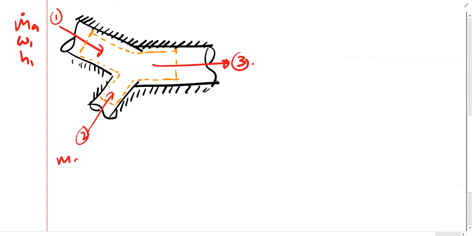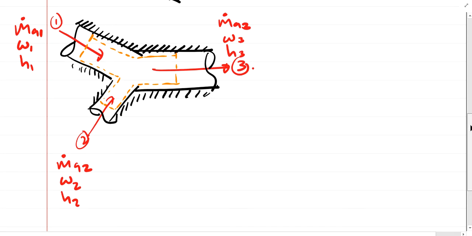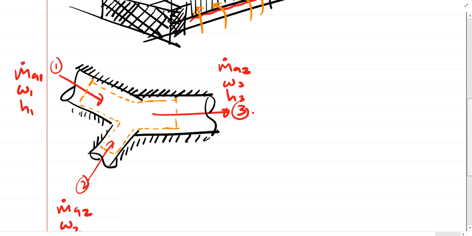For point 2, we also have the mass flow rate of air, let's write MA2, for airstream 2, and then we also have the moisture content and the enthalpy. When they converge here and mix, the end properties would be, let's say, MA3, and we also have the moisture content in this state and the enthalpy.